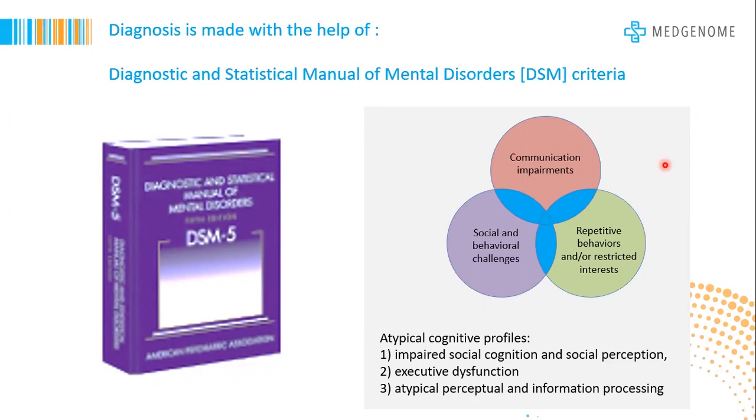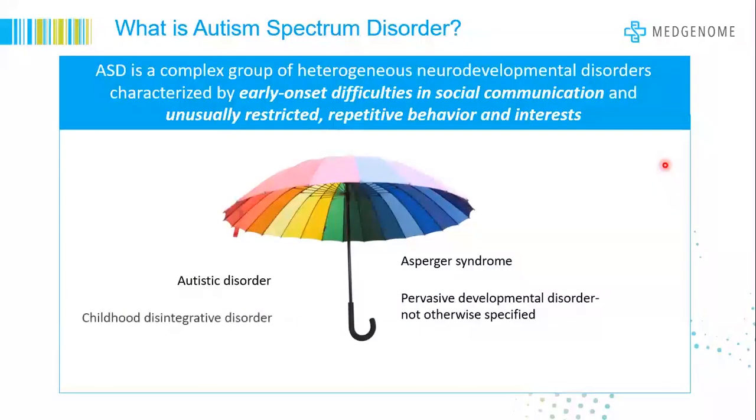The main purpose of these criteria is to understand any atypical cognitive profiles in the children. And the earlier we diagnose them, the earlier the behavior therapy can be started with good results. As you all know, it is a complex group of heterogeneous neurodevelopmental disorders, characterized basically by social communication difficulties, and restricted, repetitive behavior and interest in certain things which may not be a common norm in other kids of the same age group. It is a huge umbrella group of disorders, from a very mild to a very severe form of autistic abnormalities.